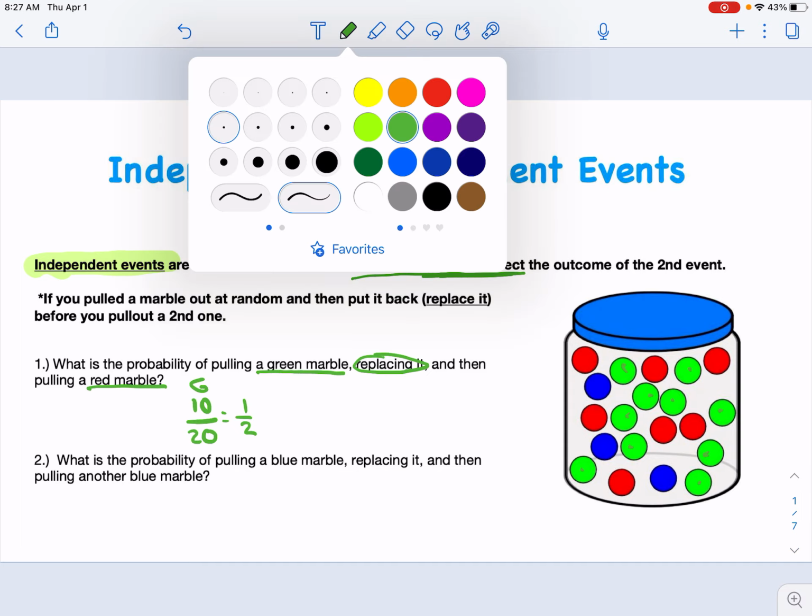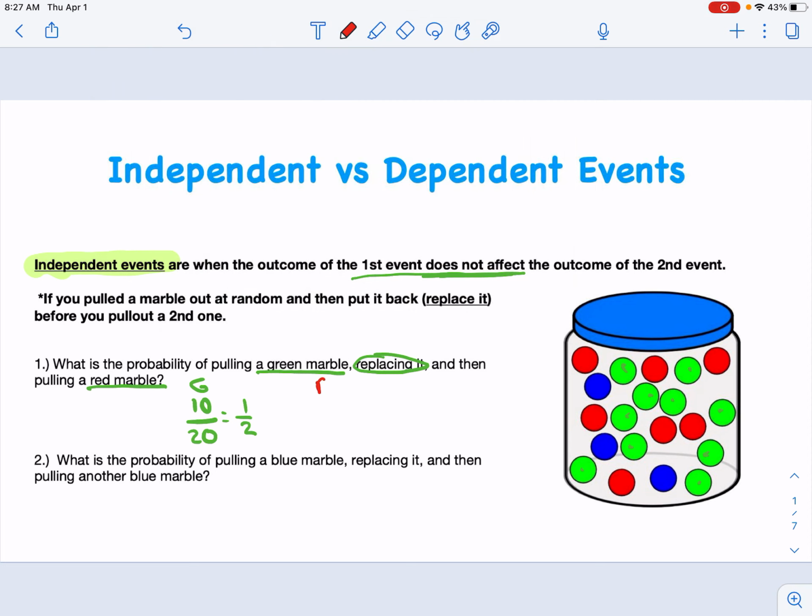Now we want to find the probability of a red marble. Okay, so I took out the first one. I see what color it is. I put it back, so there's still 20 marbles. Then the amount of red, 1, 2, 3, 4, 5, 6, 7, is 7 out of 20.